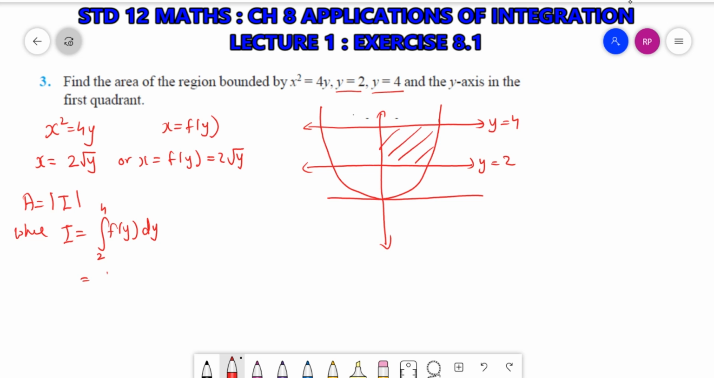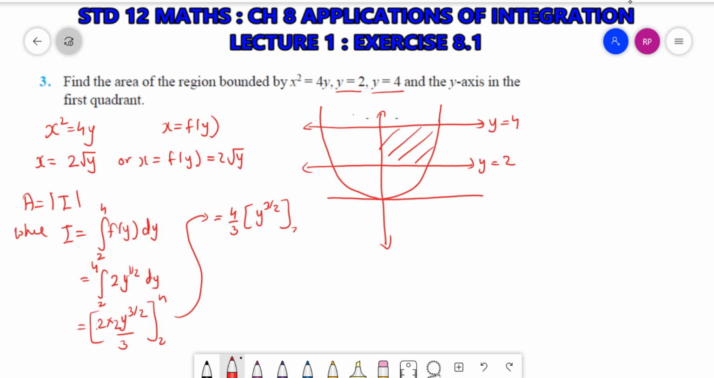So here we are not taking dx, here we are taking dy. So this will be equal to integral from 2 to 4. What is f of y? 2 root y. I can directly write down 2 y raised to 1 by 2. Integration of y raised to 1 by 2 will be y raised to 1 by 2 plus 1, that is 3 by 2, upon 3 by 2. And from 2 to 4. So 2 into 2, 4 by 3, I am taking constant term outside. Y raised to 3 by 2 from 2 to 4.